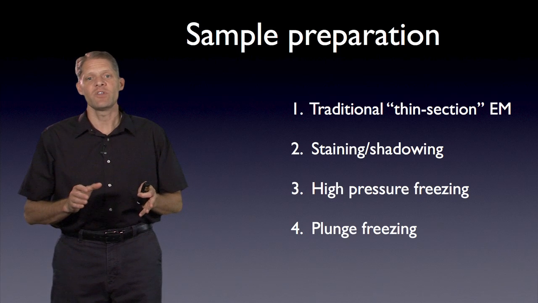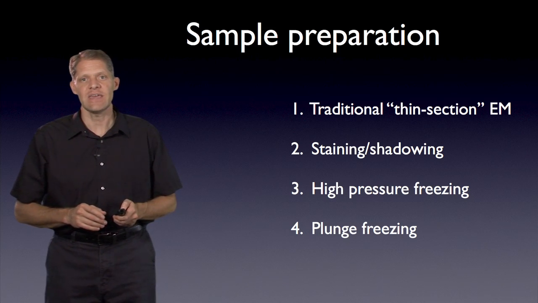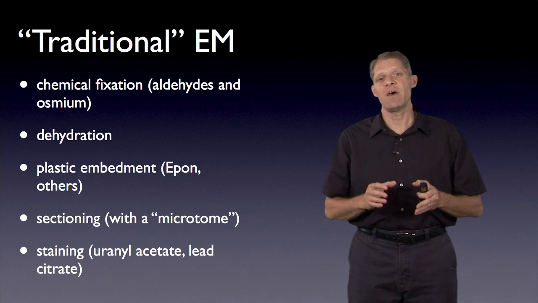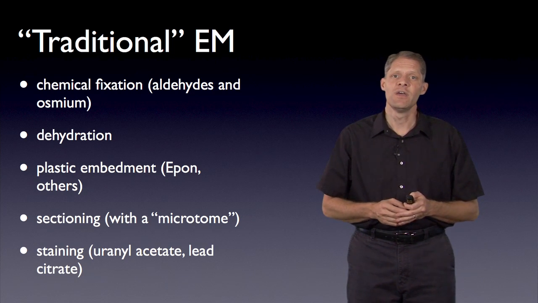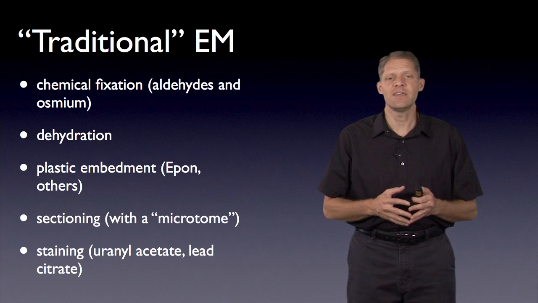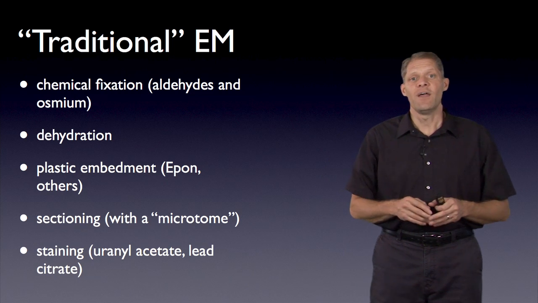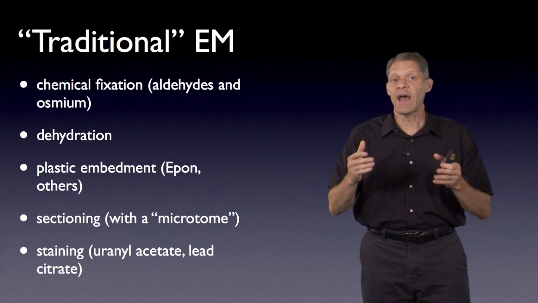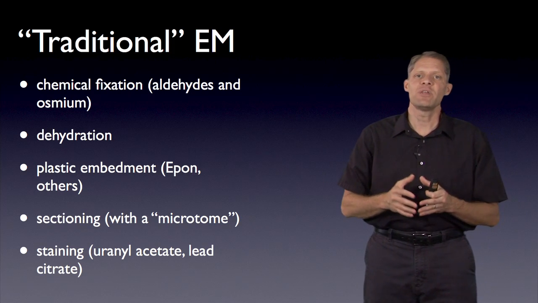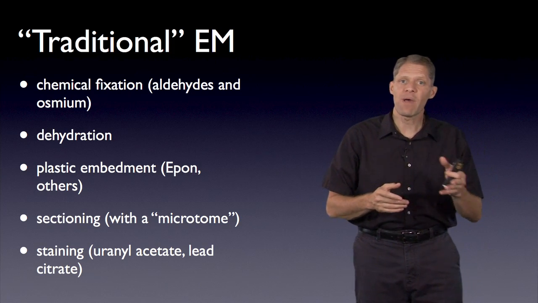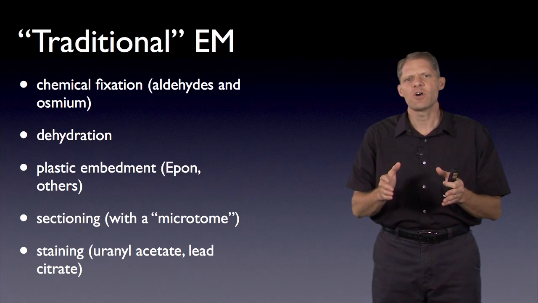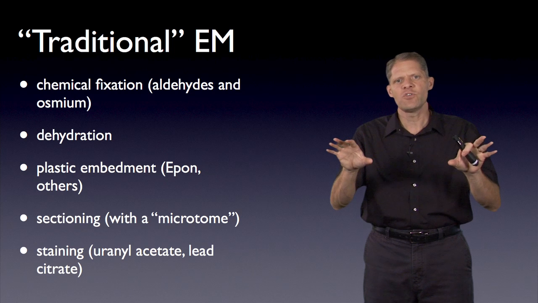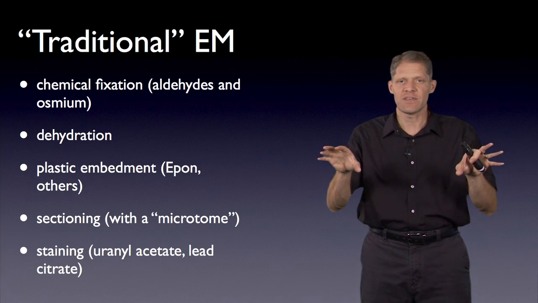So let's begin with traditional thin section EM. I call this traditional EM because it's the first set of methods that were developed historically to preserve the structure of a cell inside an electron microscope. These methods begin with chemical fixation using aldehydes, for instance. Now, the most common aldehydes are glutaraldehyde or formaldehyde. These molecules are cross-linkers. A cross-linker is a small molecule with 2 highly reactive groups on either side.